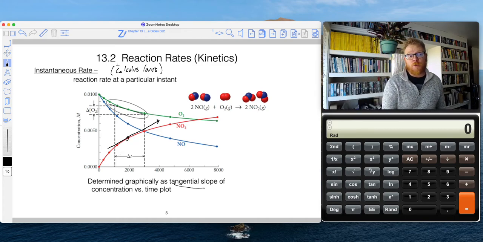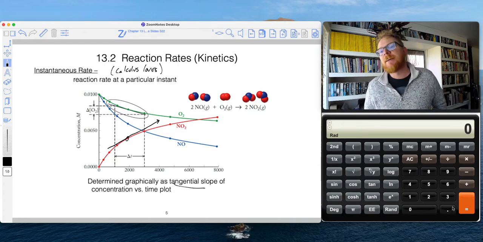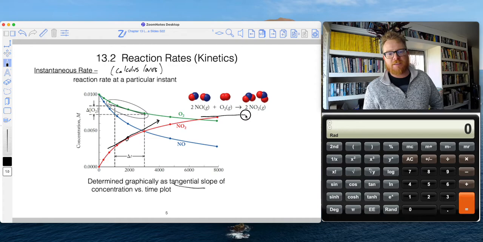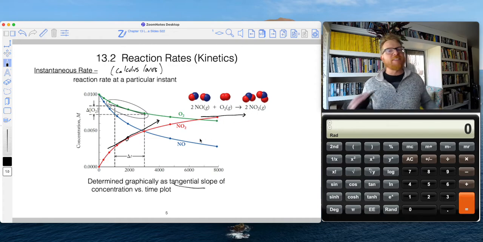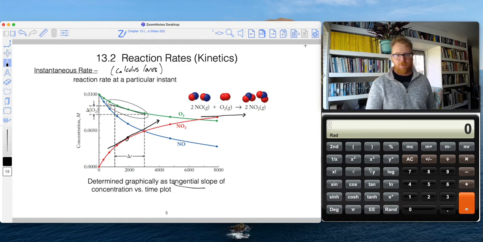But also the problem with instantaneous rate that you might note is over this time interval, the instantaneous rate would be much different than perhaps over this time interval, right? If I draw a tangent line right there. So it's the same issue as the average rate.